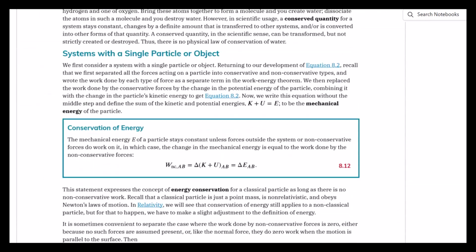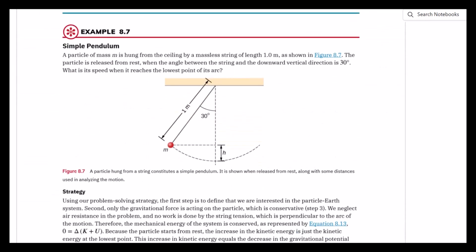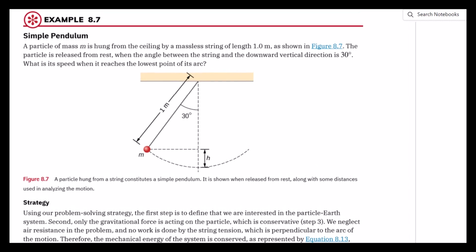So the conservation of energy, we can use it to solve problems like this, which is pretty cool. And again, this is all just still solving problems with F equals ma. We're just doing it from a different perspective. You can solve all these problems with F equals ma. We're just solving it with energy.